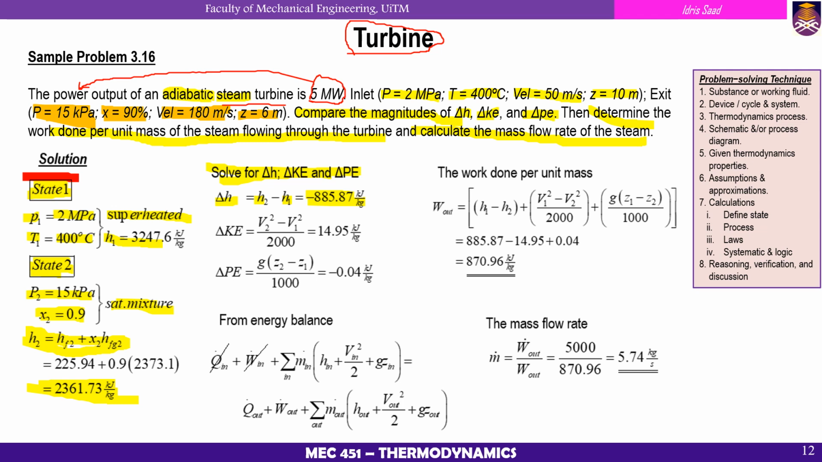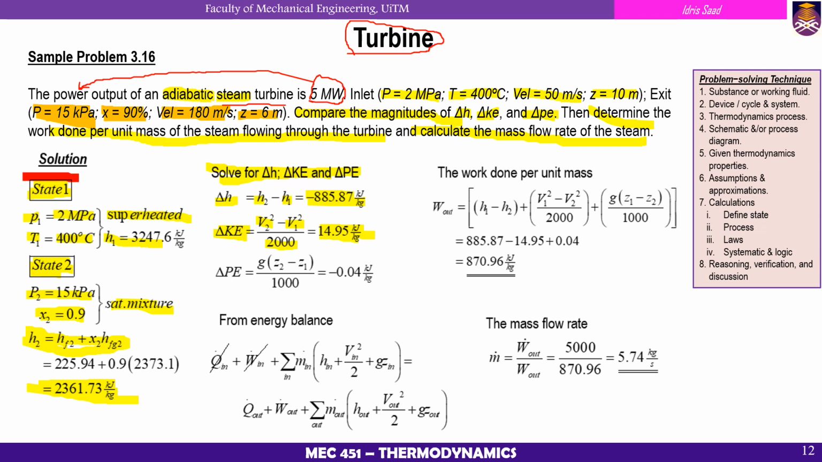Next, we go for the delta KE. Similarly, delta KE is (V2 power of 2 minus V1 power of 2) divided by 2000. So we get the value of 14.95. So in this case, the kinetic energy is gained. Sorry, the fluid gains the kinetic energy.